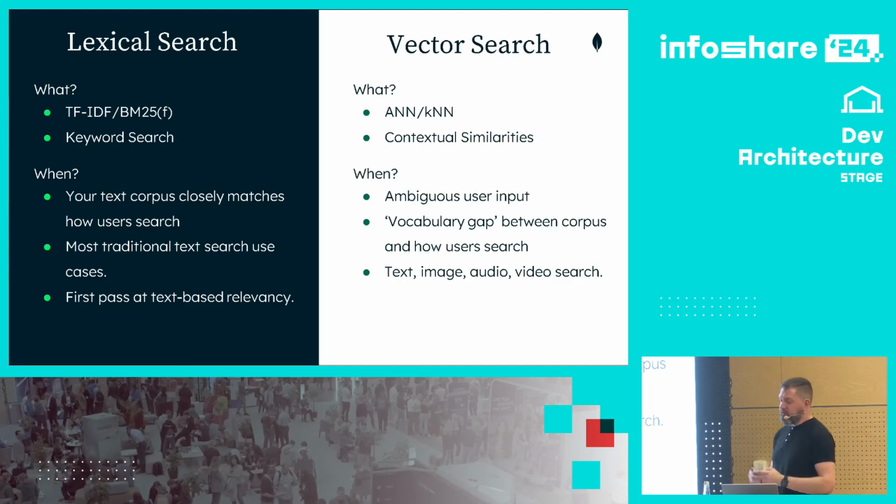So you'd use lexical search when you know that your user's question or input is going to be an exact match to your search corpus. And you'd use vector search when you might have ambiguous inputs and you're not sure what the user might be typing in. That way you can find things based on intent or meaning.